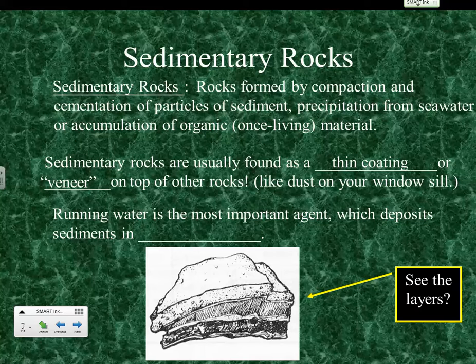Running water is the most important agent that forms sedimentary rocks, and it forms these rocks usually in horizontal layers, as you see in this rock picture down here. You can see the layers. There's a layer, kind of like a cake, another layer, another layer, another layer, another layer. And so sedimentary rocks you've probably seen in road cuts around town or out on the highways, because you can see the layers.